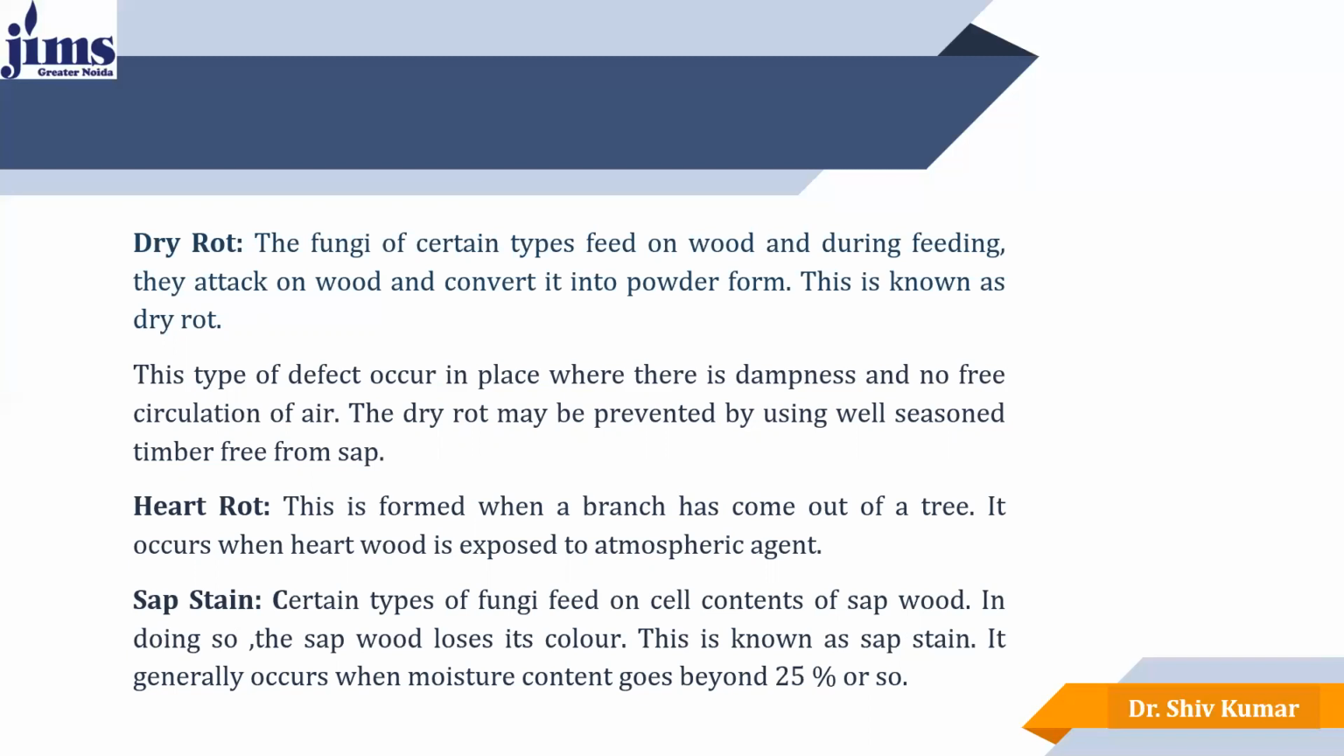Next is hard rot. This is formed when a branch has come out of a tree. It occurs when hardwood is exposed to atmospheric agents. Next is sap stain. Certain types of fungi feed on the cell contents of the sapwood. In doing so, the sapwood loses its color. This is known as sap stain. It generally occurs when the moisture content goes beyond 25% or so.